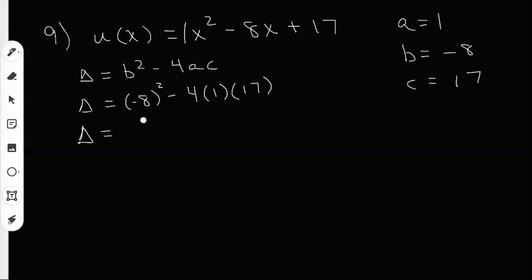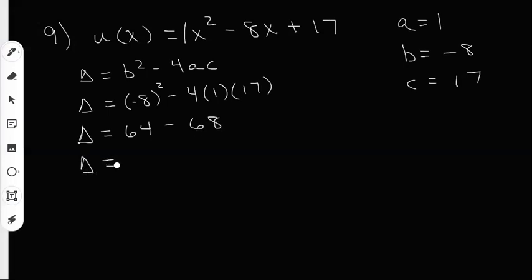The first thing I'm going to do is I'm going to square the negative 8. That would be negative 8 times negative 8. We're multiplying it by itself, and we get a positive 64. I bring down my minus sign. Over here, I have 4 times 1, which is 4. And 4 times 17 is going to give us 68.